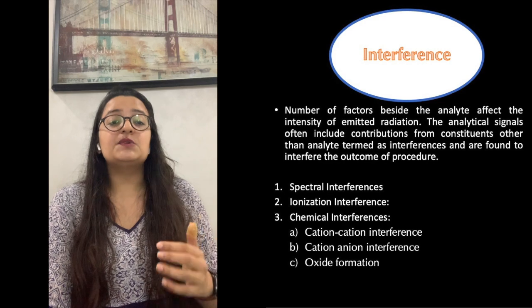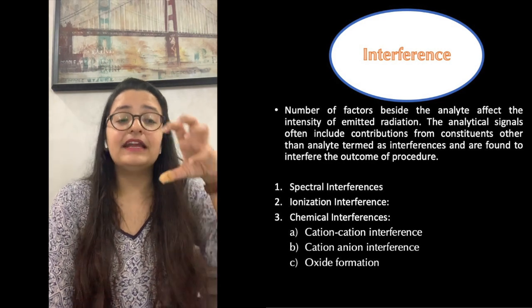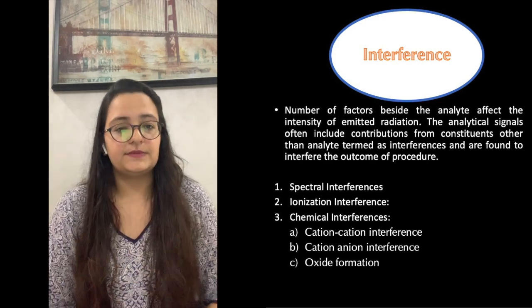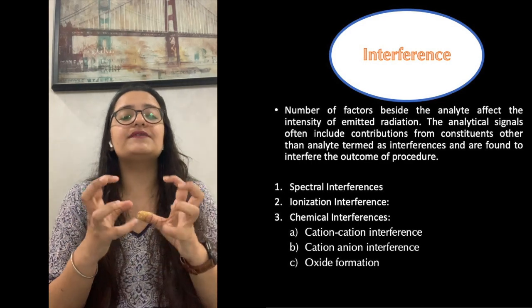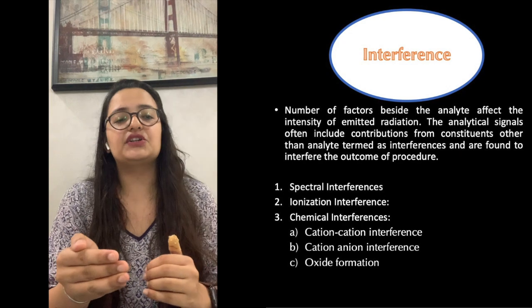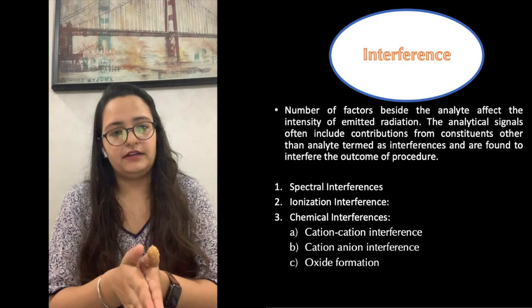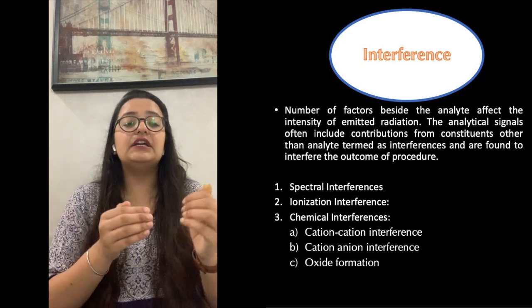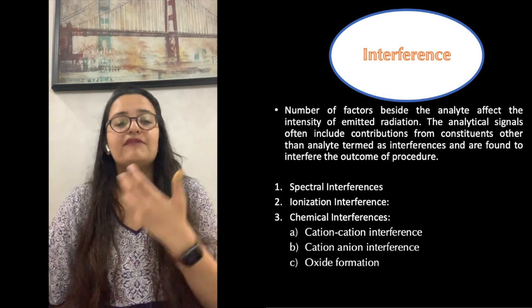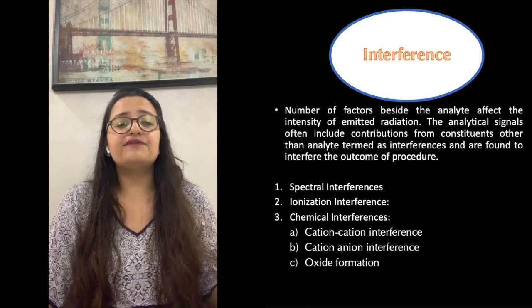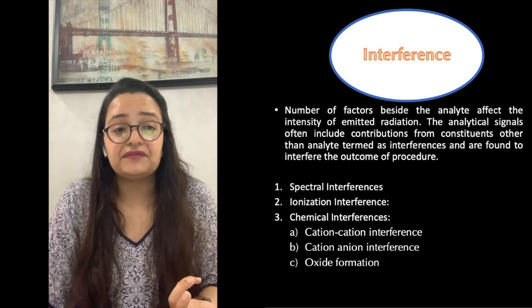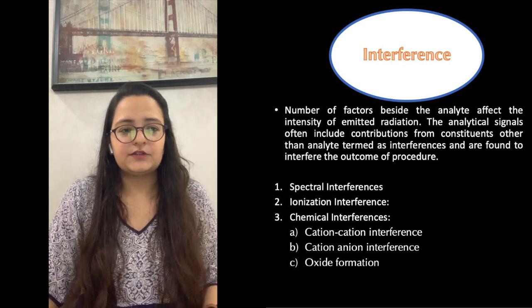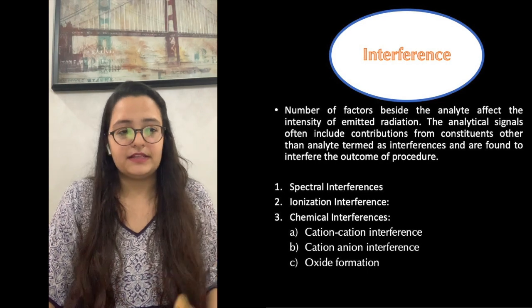A number of factors besides the analyte affect the intensity of emitted radiation. The analytical signals often include contributions from constituents other than the analyte, termed interference, and these interfere with the outcome of the procedure. Various kinds of interference include spectral interference, ionization interference, and chemical interference. Okay, so these are the various interferences.